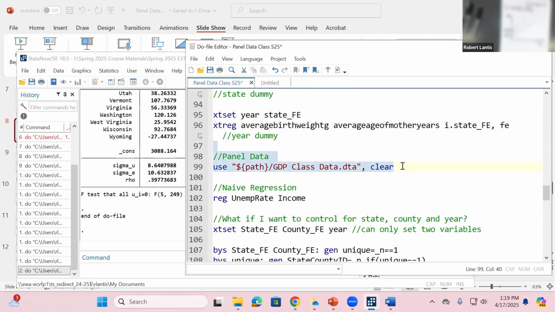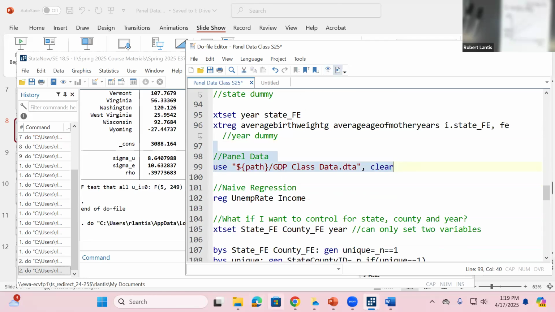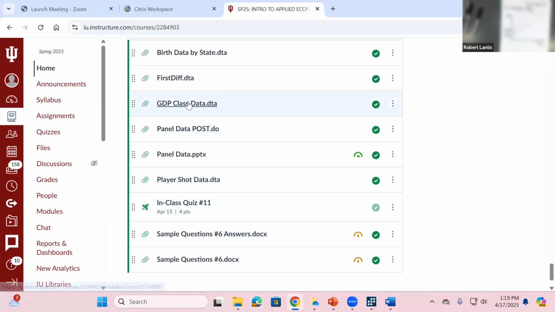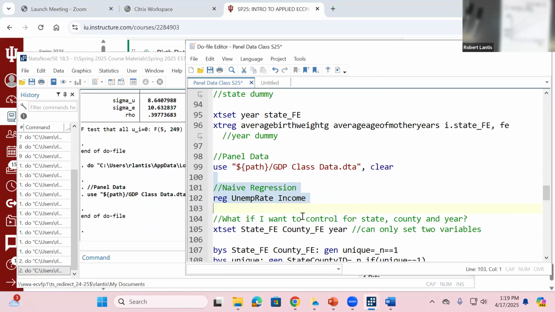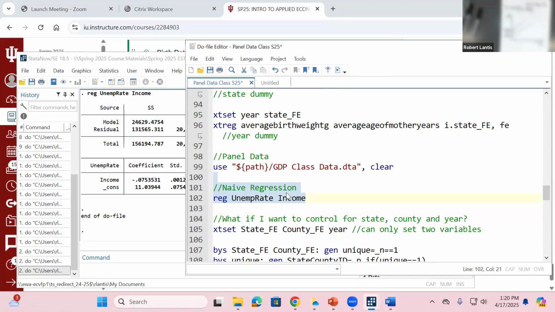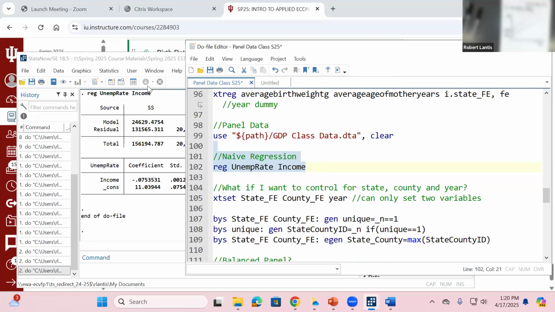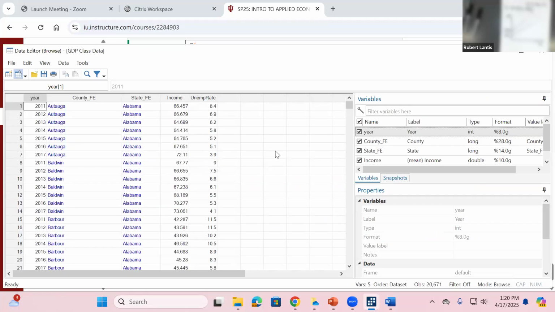So let's now open up that GDP class data set. That should be right here on Canvas. I'm going to run this naive regression where I want to try to predict unemployment rates based off of income. I believe this is state and county level data. Okay, so here I'm going to run this. Okay. Now, got kind of a problem. I wouldn't push you this far on your problem set, but I want to start to introduce at the end of class things that you would see past this class, or if you were working for a firm.